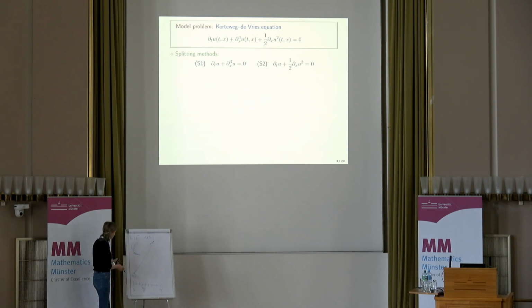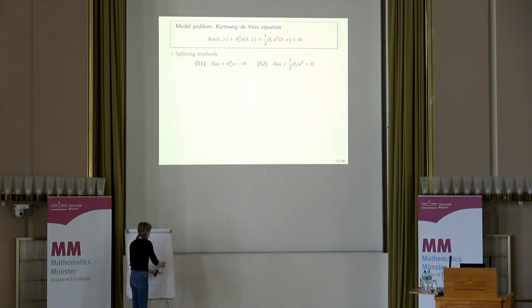And then now what we do is the following. So let us assume that the exact flow takes my initial value and maps it to the exact solution at time tau. The idea of the splitting is now the following. Instead of following the exact flow, I take my initial value and then first I transport it in the direction of the linear flow. So here I solve S1. Then I end up somewhere here, and then I take this as initial value and then I transport it into the direction of the nonlinear flow. So here I solve S2. And then I end up somewhere here, and this will be my numerical approximation U1.